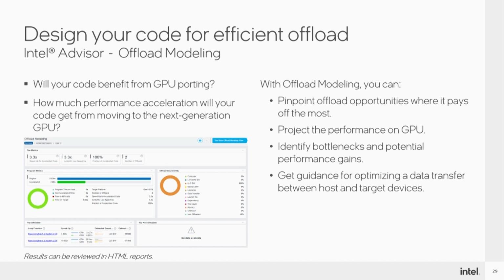And then in the bottom here, we have: what are the top offloaded kernels? What was the speedup? And then again, as you cascade through some of these menus, you get to a much deeper level of what's going on. And then, what kernels weren't offloaded, and why weren't they offloaded?